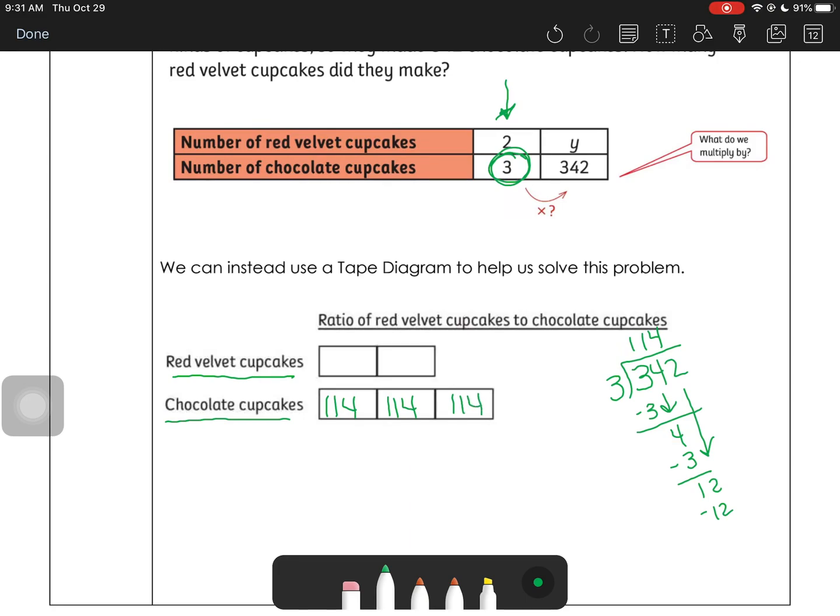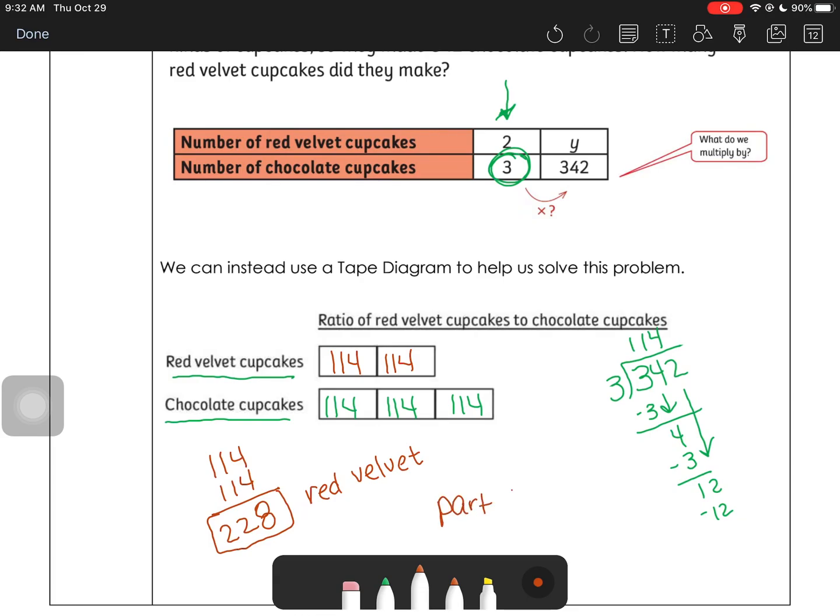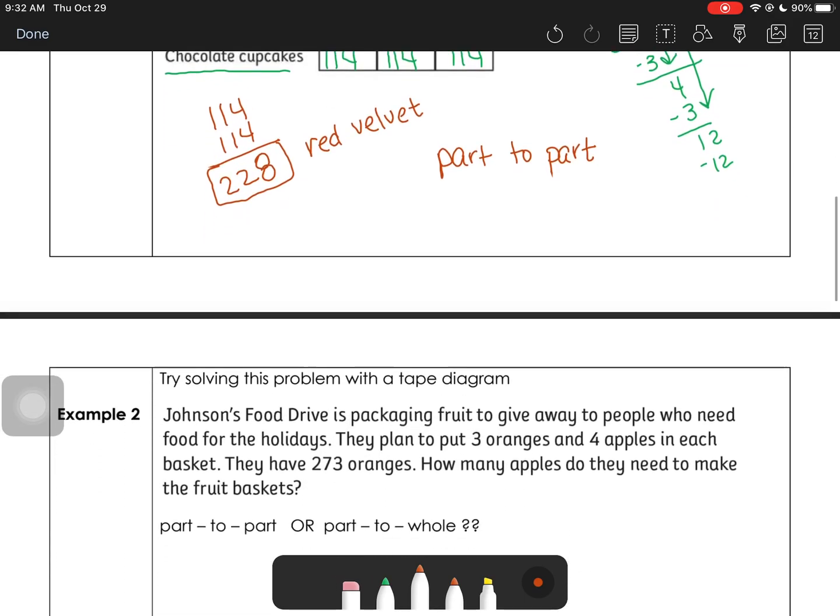Now because they're in equal parts, we also know then that the red velvet cupcakes would be 114 for each section, and that's helpful with a tape diagram, that all the sections are the same. So for the total number of red velvet cupcakes, we just need to add the 2 of them together, or you can multiply by 2, and that's how many red velvet cupcakes we would have. A tape diagram helps us by splitting them into equal quantities. This is a part to a part. All right, let's move on to the next one.